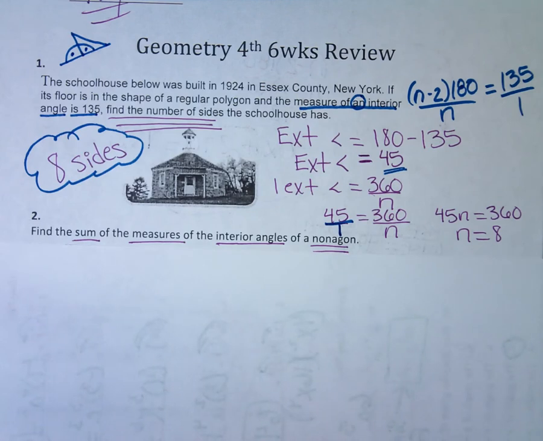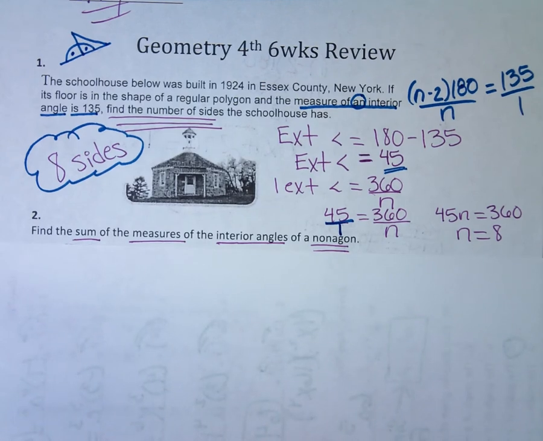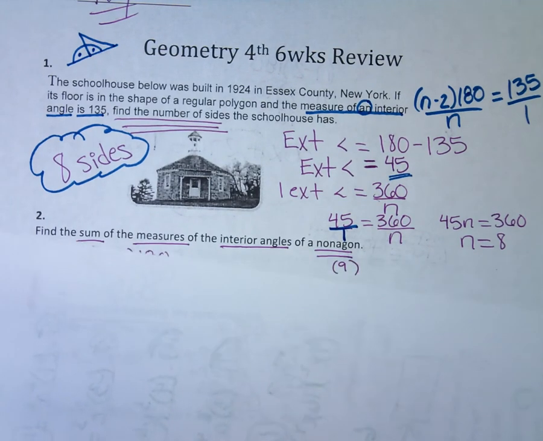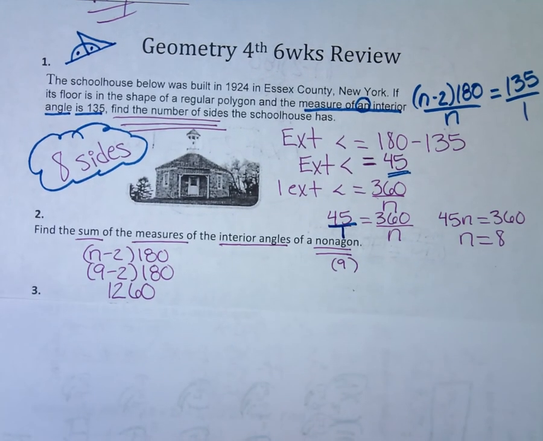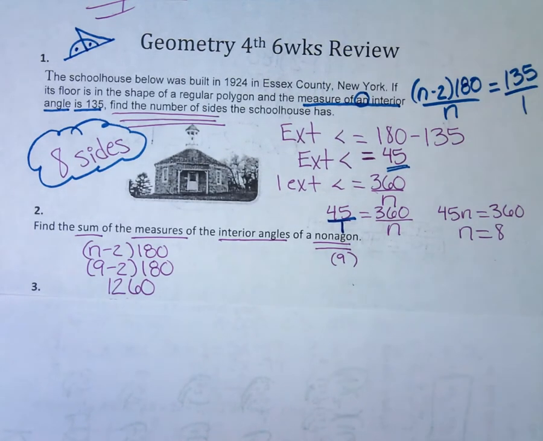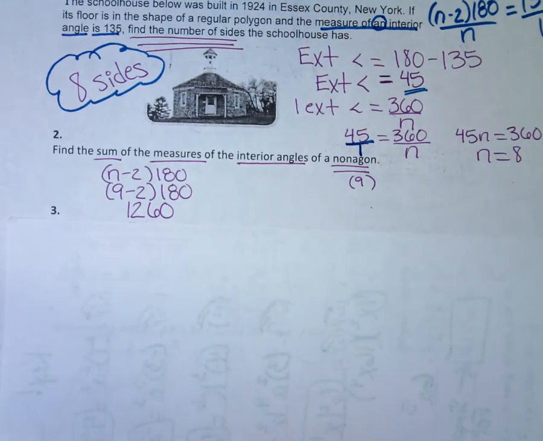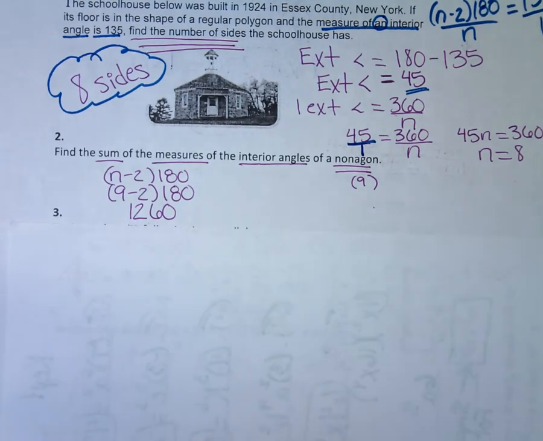Okay, this next one, we want to find the sum of the measures of the interior angles of a nonagon. So first of all, I know a nonagon has 9 sides, and so I want to use the formula (n minus 2) times 180, and I know n is 9, so I just plug the 9 into the n, and I get 1260 degrees.